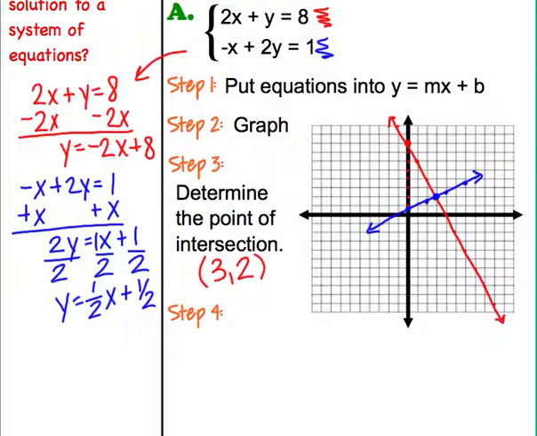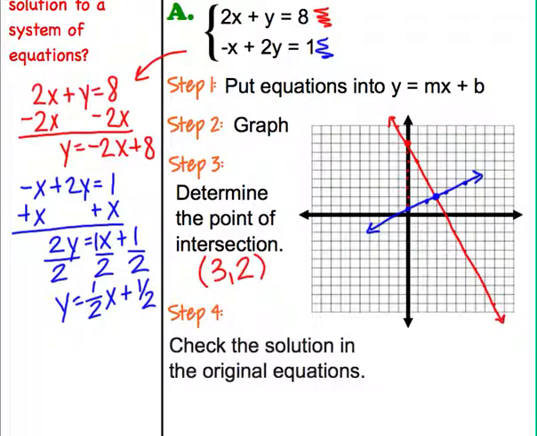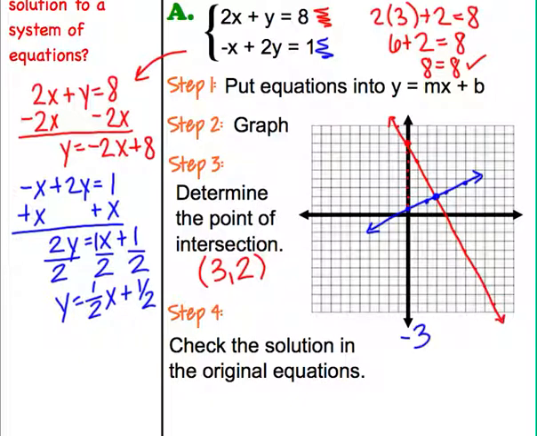And finally, as we mentioned, we want to make sure we check this to make sure that it works properly. So in the red equation, we have 2x, so 2 times 3 plus 2 should be equal to 8. 2 times 3 is 6, plus 2 does in fact equal 8. So we are good there. For the blue equation, I'm going to check it down here. We have negative 3 plus 2 times my y of 2 should equal 1. Negative 3 plus 4 does in fact equal 1.